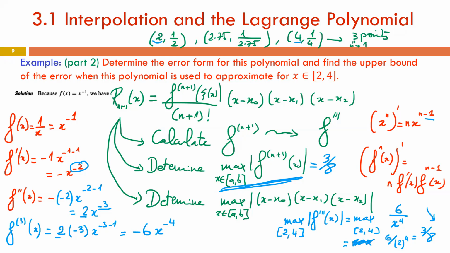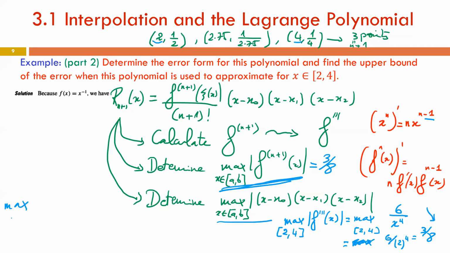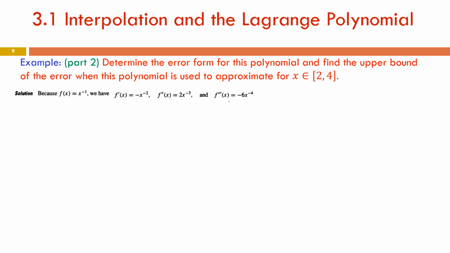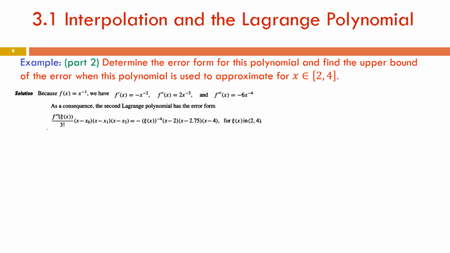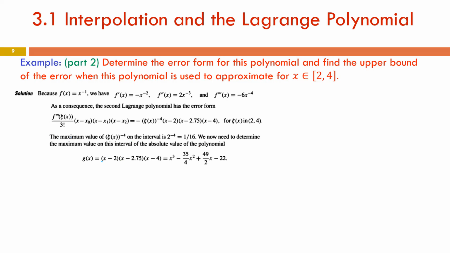We are not done yet because we also need to determine the maximum of this product. So here we need the maximum for x between 2 and 4 again, x0 and xn, of (x minus 2)(x minus 2.75)(x minus 4). So this is a polynomial of degree 3. We need to calculate this polynomial, unlike the derivatives of f that we calculated before. We need the maximum of this quantity. So this is the polynomial (x minus x0)(x minus x1)(x minus x2). You have to calculate this polynomial and write it in standard form.